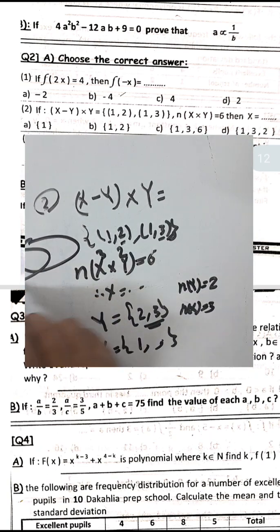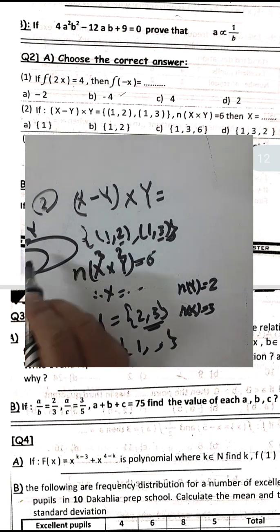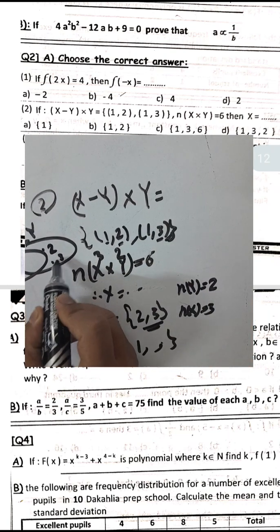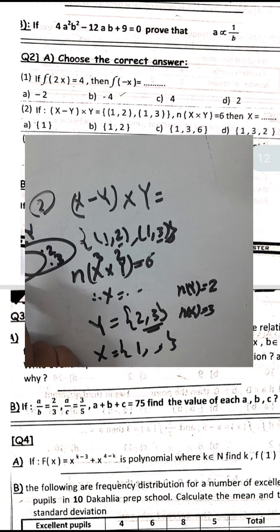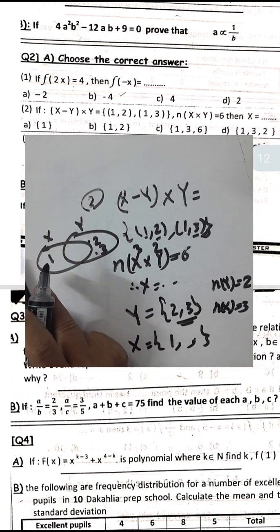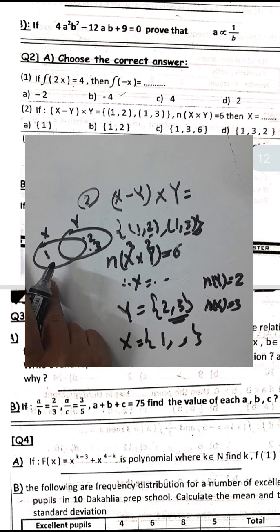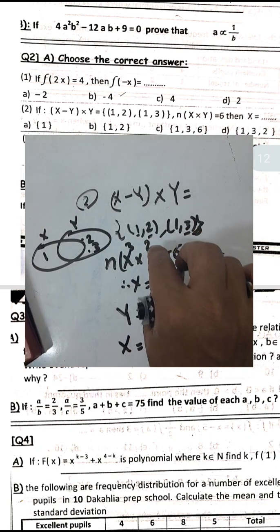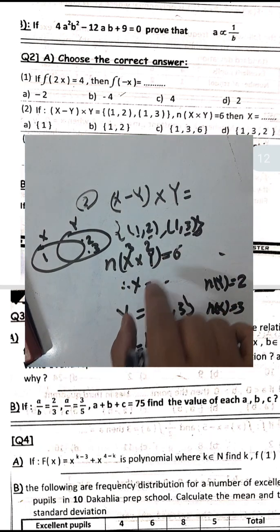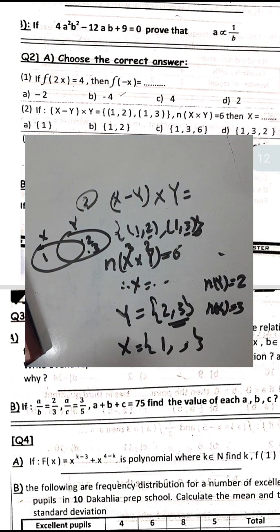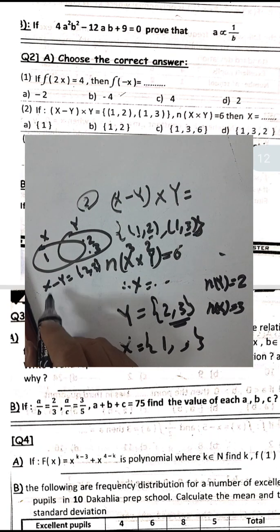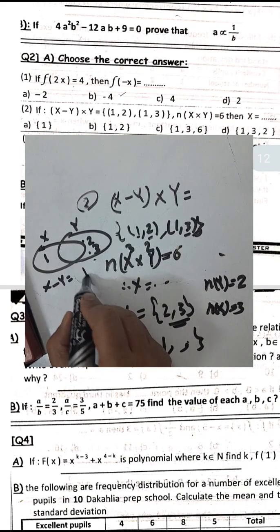Okay, look here at the Venn diagram. We have x and y. The difference between them is 1, and y equals 2 and 3. And the element in x will be 1. The number of elements in the product of x and y equals 6. Y has 2 elements, 2 and 3, 2 times 3 equals 6. Then x has 3 numbers, and the difference between x and y will be 1.